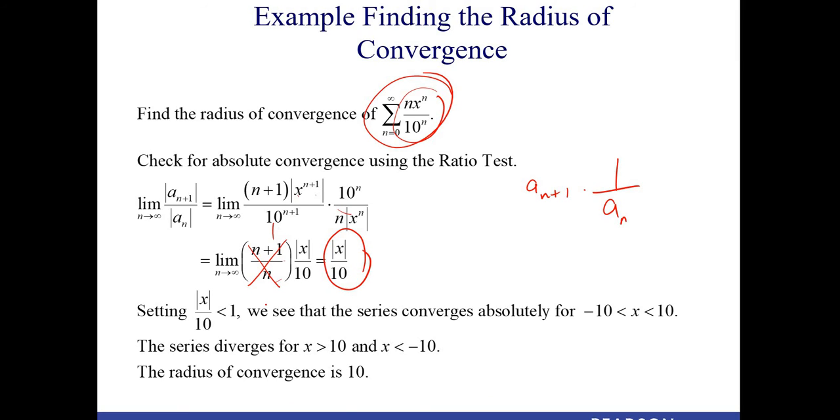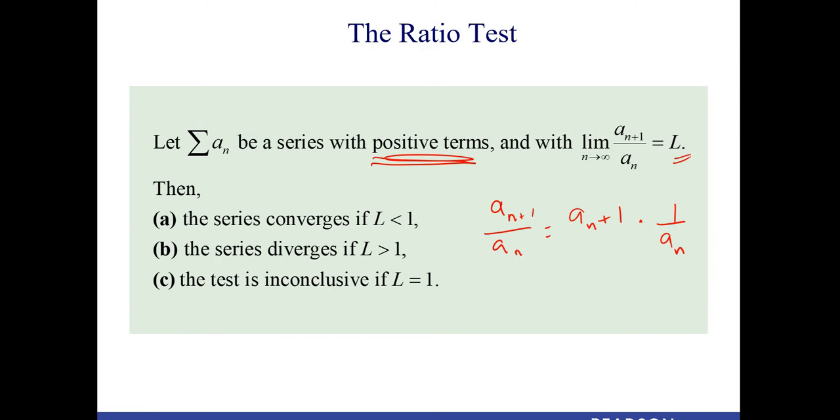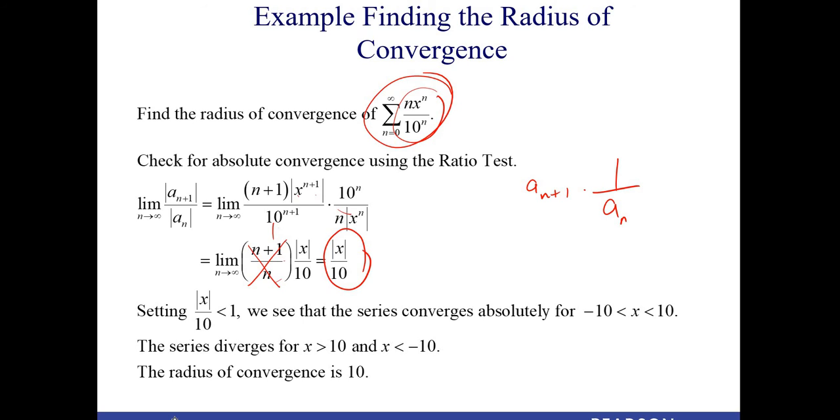Remember, if this limit is less than 1, it will converge. We've got an absolute value around this because if you remember, it said we had to have positive terms. So we're going to use absolute convergence to prove convergence. So setting this less than 1, it converges absolutely for negative 10 to 10. Therefore, it will converge. The series diverges if we are outside of this radius or interval of convergence, and the radius of convergence is 10. So that's one quick example of using the ratio test.